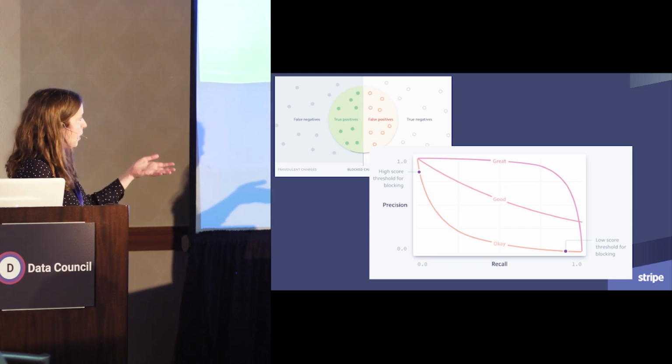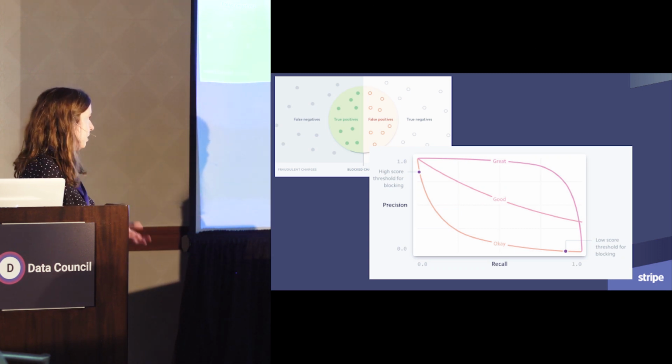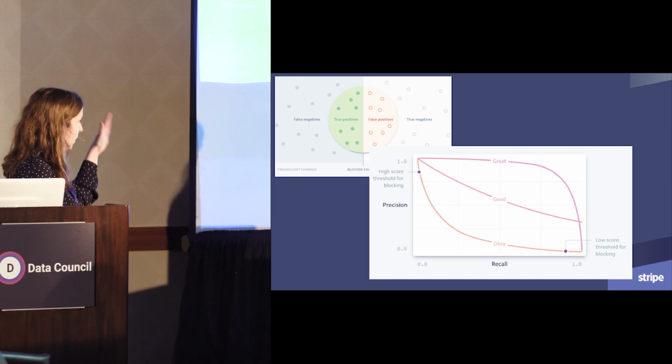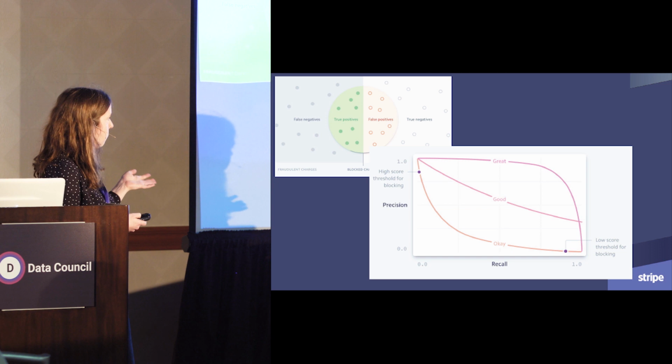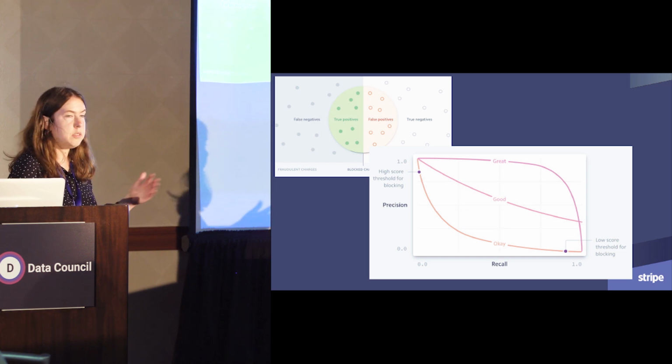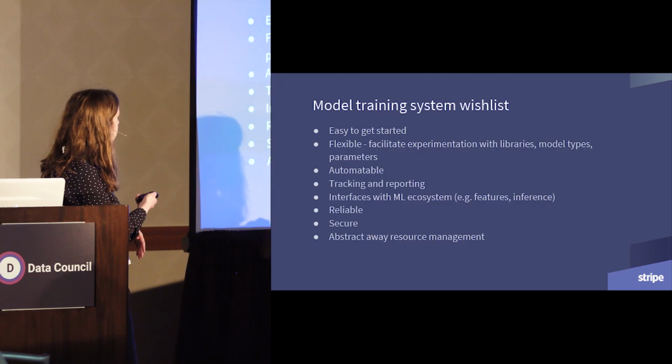And then we always want to measure our models, as we do in any training process, maybe with some kind of precision recall curve or ROC or AUC. And then we'll set the thresholds that we use if we're doing something like blocking.